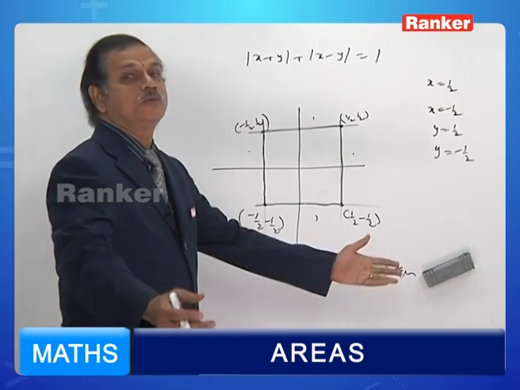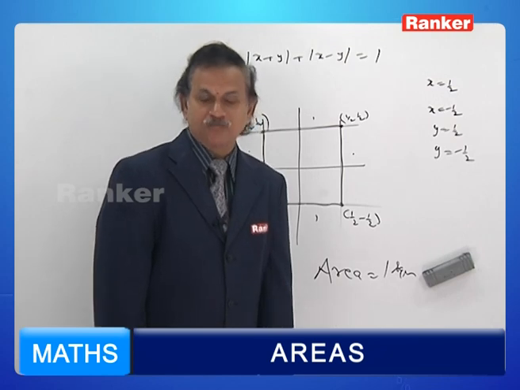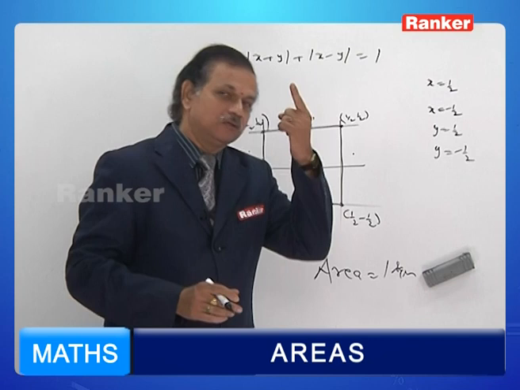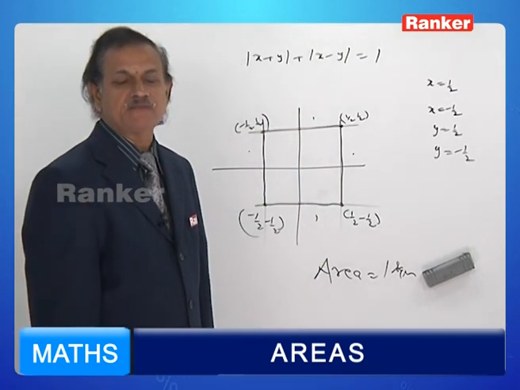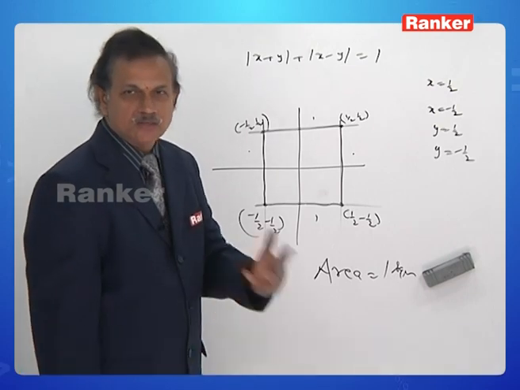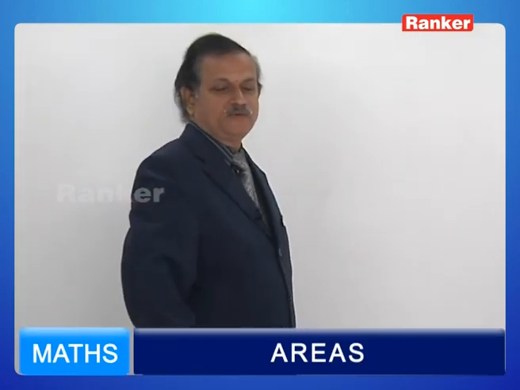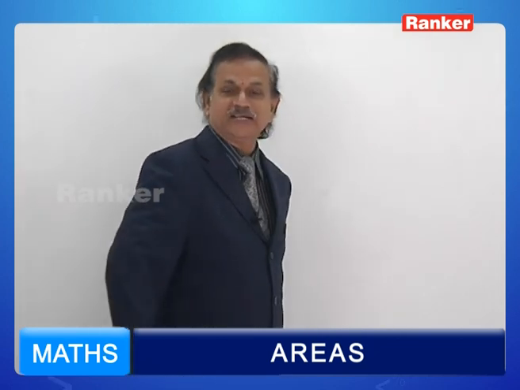Here also we couldn't use any integral concept. So the main thing that you must have in your mind is that you must be able to trace the graph of the functions given in the problem. So the answer is 1 square unit. Let us look at another question. Another beautiful question is before us. Let us look at that.